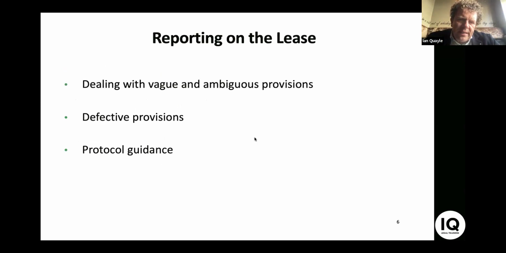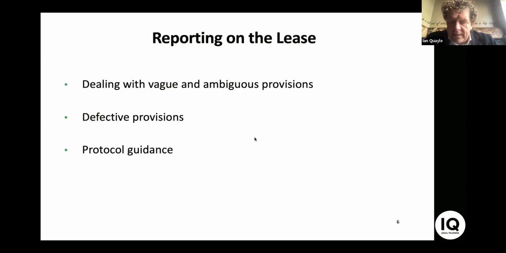When reporting on the lease, it's important, I think, to look at terms within the lease and anything that's vague or ambiguous to draw it to the client's attention. To explain to the client what you think the provision means, but then explain to the client that it is vague and ambiguous and therefore subject to interpretation.